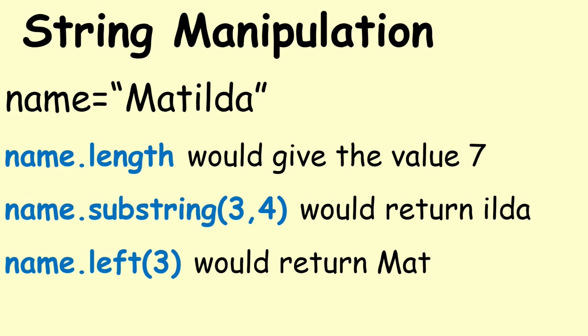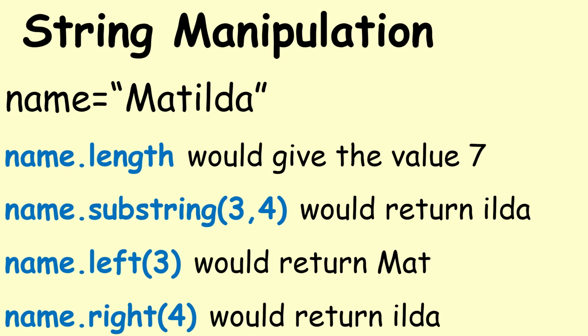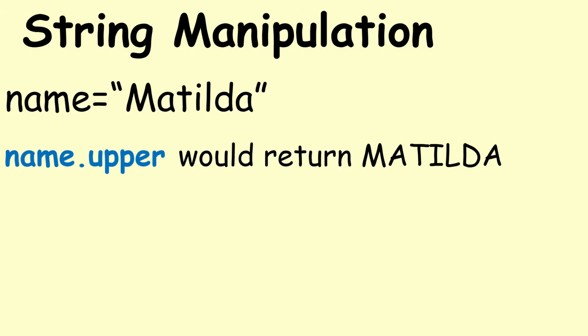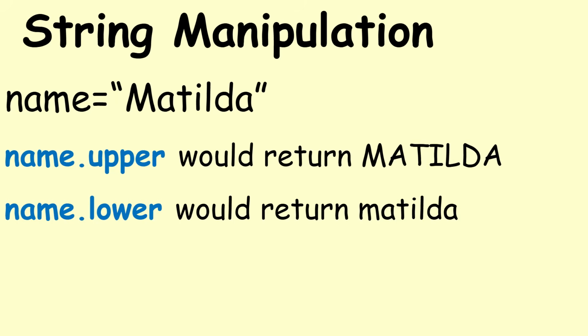Name.left 3 you might see in the exam paper, and that would take the 3 characters from the left. So in this case, Mat. And name.right, and then in brackets 4, is telling us that we would take 4 characters from the right. Also, in terms of string manipulation, we need to be familiar with name.upper, which would return it in uppercase. Name.lower would return it in lowercase. I'll just jump back to that. I went too quickly.